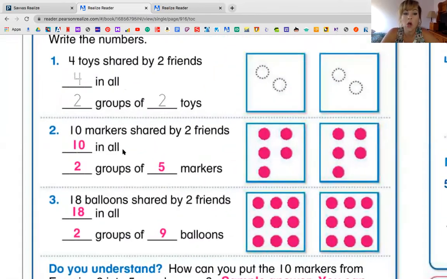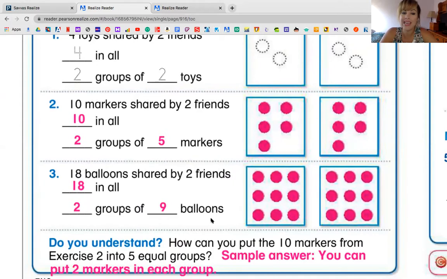Okay, so with their 10 markers, they divided it. 1 for you, 1 for me. So they have 1, 2, 3, 4, 5, 6, 7, 8, 9, 10. They divided the 10 markers into 2 groups. So in total, there's 10 in all, and there's 1 group, 2 groups, and 2 groups of 5. Your multiplication, 2 groups of 5 is 2 times 5 and a total of 10, okay?